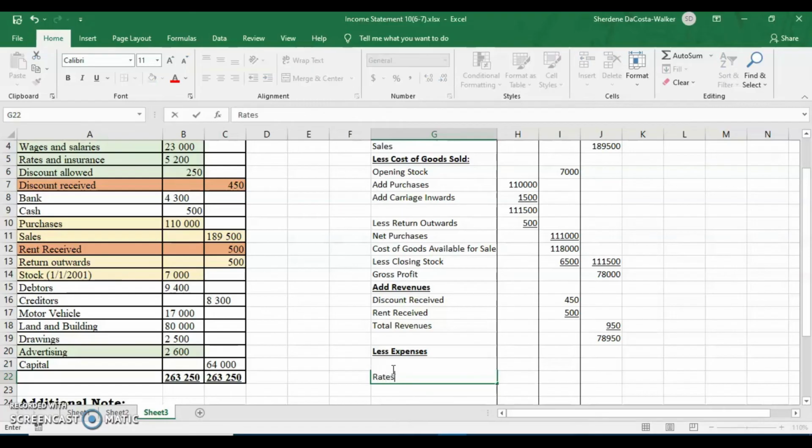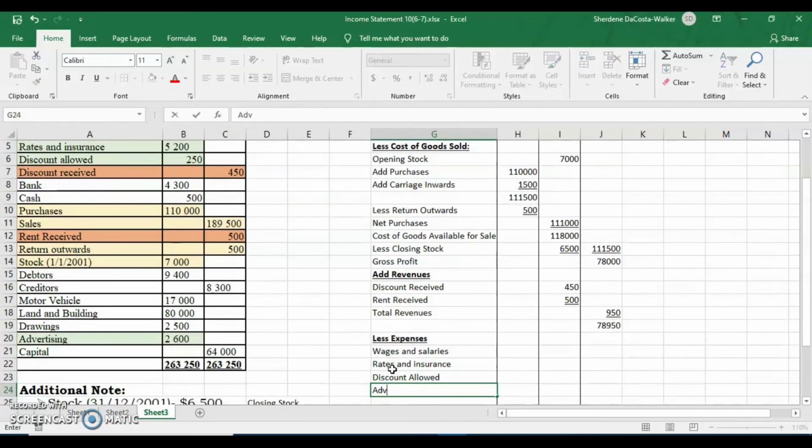So I'm just going to write in the names. Discount allowed and advertising. So I'm going to add the figures in the center, because if I put them here, it would mean that I have something to add them to in the second column, and I don't have anything. So that's why I'll put them in the second column, get the total, and add it to this amount. So I add to the second.